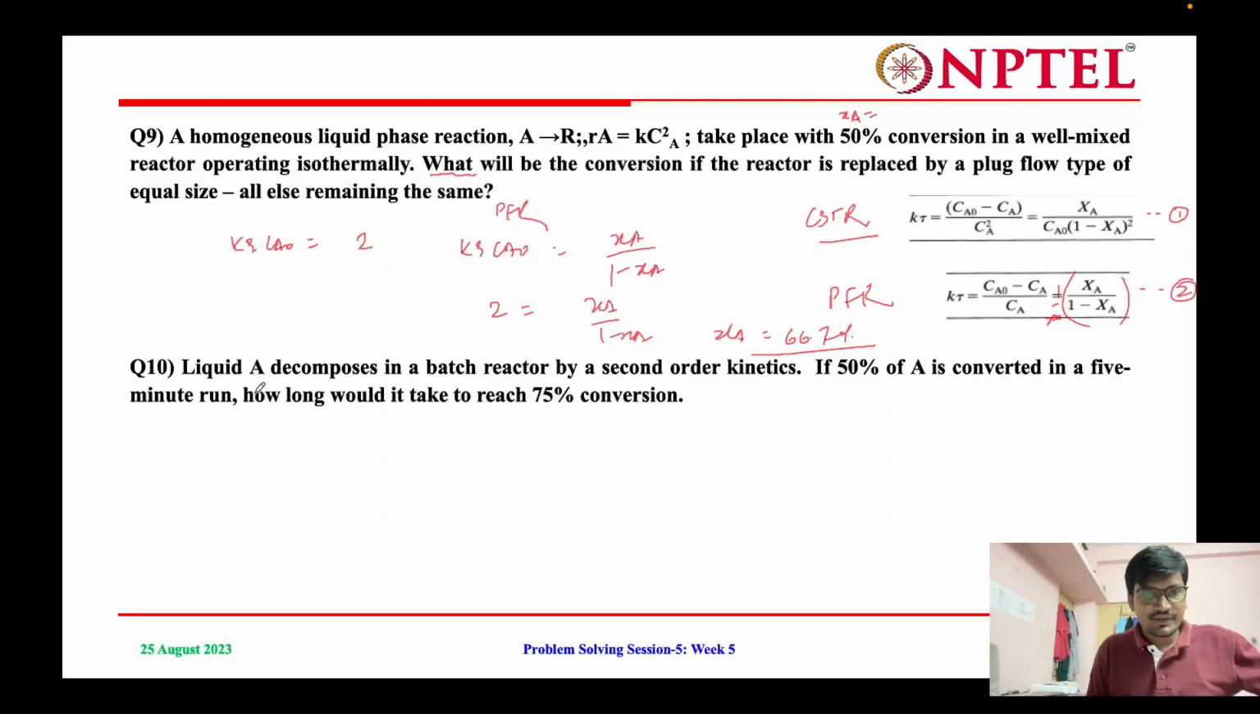Question 10. Liquid A decomposes in a batch reactor by second order kinetics. If 50% of A is converted in a 5-minute run, how long would it take to reach 75% conversion? So it's given T is equal to 5 minutes.